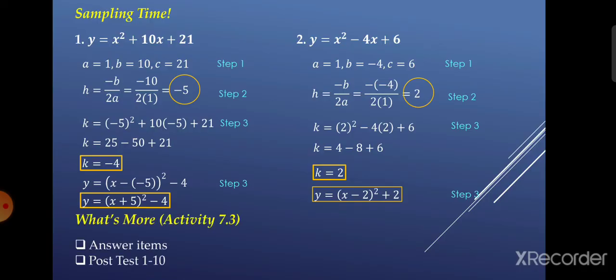Okay? So that ends lesson number 3. So what's more found on activity 7.3? You'll only answer items 1, 3, and 5. Then after that, post test 1 to 10 letters only.